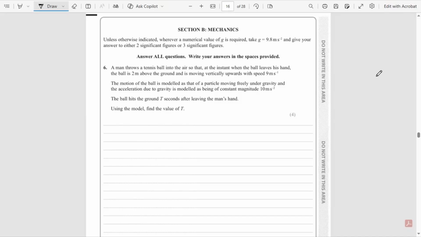So maybe we can do a little diagram here. So we've got the ball, which is here. Here's the ground. Got like a 2 meter height there initially, and we're moving up with an initial speed of 9 in this case here.